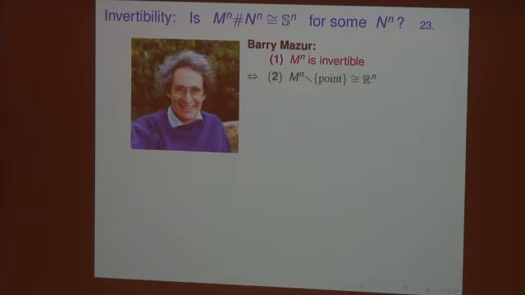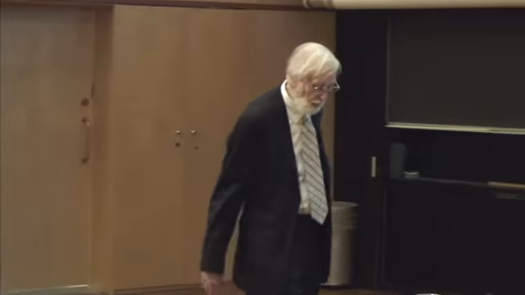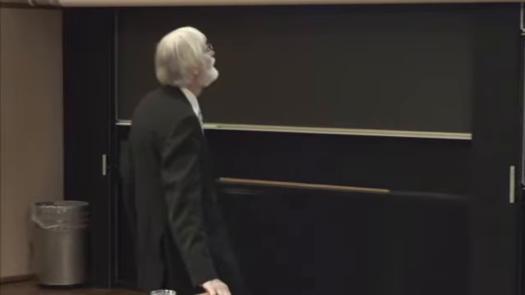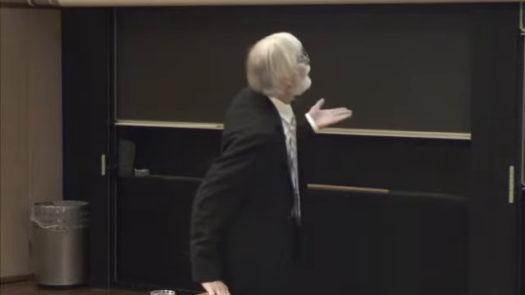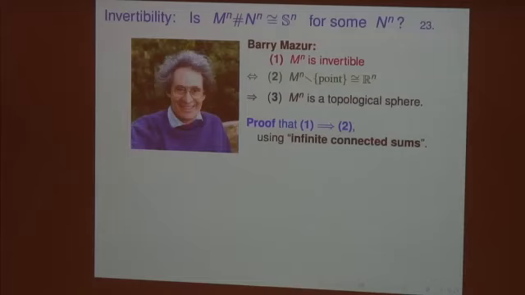And let me give the proof in the hard direction. Oh, I'm sorry, this is the natural consequence. If removing a point you get Euclidean space, then clearly the thing is topologically a sphere, because if you take standard Euclidean space and add a point at infinity, you get a sphere. So I'll give a proof in the hard direction, a proof that the first property, invertibility, implies the second, that if we remove a single point, we get Euclidean space up to diffeomorphism.